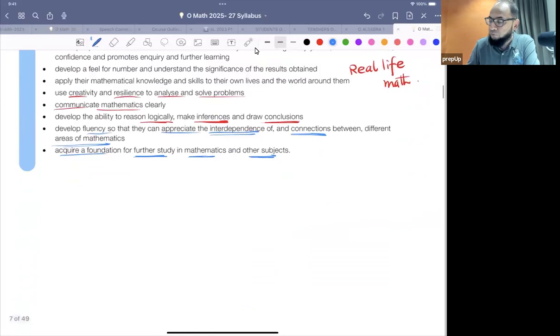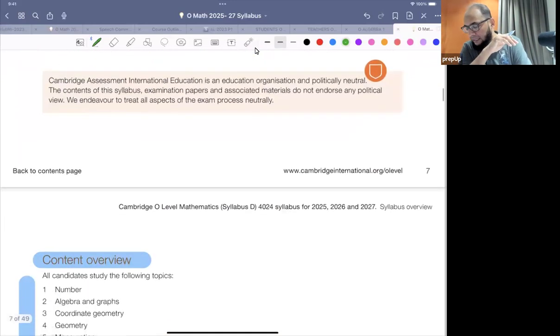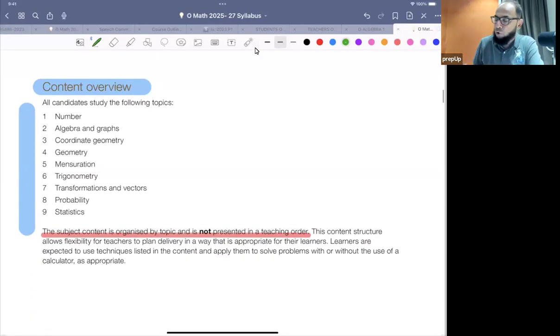Now, our objective is that for this whole syllabus 4024, or for that matter the IGCSE 0580, we will go over the complete syllabus, and just now we'll be looking at what the topics are. There is no particular order of topics that we need to study in. It could be in any order. So we will start with the moderate topics and then we'll go to the difficult ones. So now this is the content overview.